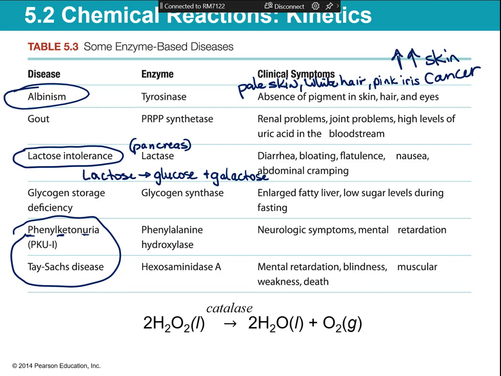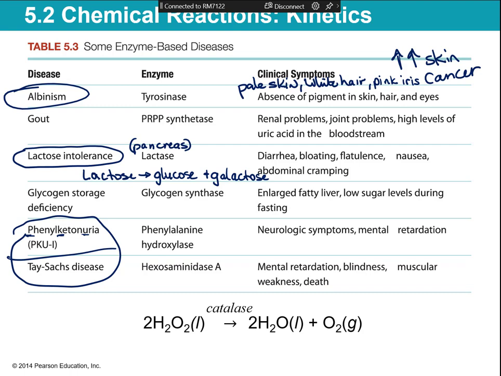By doing this test, they went from having a child who can't live independently to having somebody who's fine and lives a normal life. So understanding that difference. The last one, unfortunately, Tay-Sachs disease, is a really important enzyme.